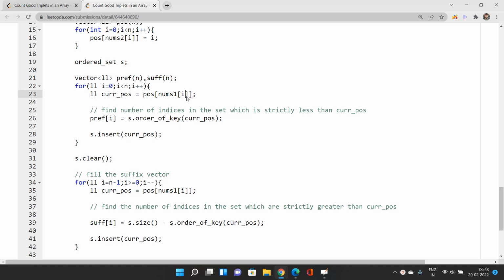Like first we'll get the value, then we'll find the index of the position of this value present in the other vector, that is nums of 2. And when we get the position, we'll find out the intersection, that is the left set intersection for array A1 and array A2, considering the current value nums1 of I as the middle value in the triplet. You can see the intersection part, since we have already got this ordered set which will store the positioning of numbers, right?